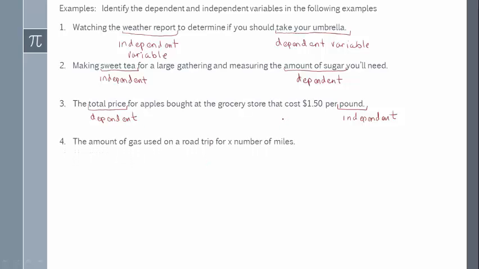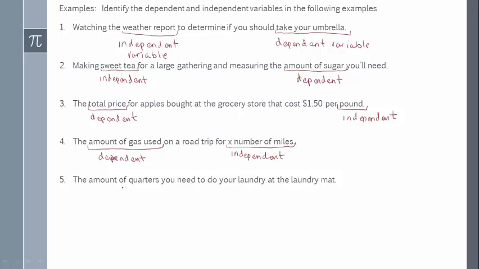The amount of gas used on a road trip for some number of miles, some random X number of miles. Well, while you could argue that the amount of gas you have in your car determines how many miles you can go, really the amount of miles you want to go determines how much gas you'll need. So the miles will be our independent variable. If we're just making a trip up to the corner store, we will use less gas than if we take a road trip across country. So the number of miles is the independent, the amount of gas used is the dependent.